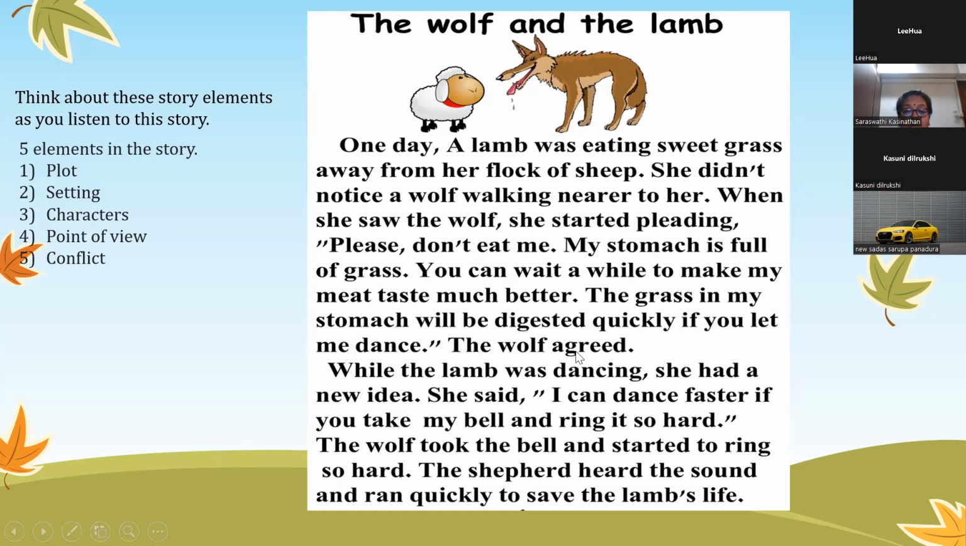The wolf agreed. While the lamb was dancing, she had a new idea. She said, I can dance faster if you take my bell and ring it so hard. The wolf took the bell and started to ring so hard. The shepherd is the human. Okay, just now Uditya, you used the word human, but the right word is shepherd. A shepherd is the person who looked after sheep, heard the sound and ran quickly to save the lamb's life.